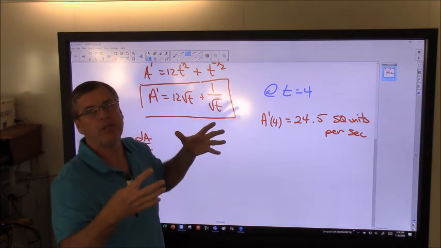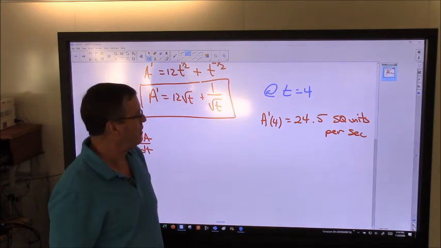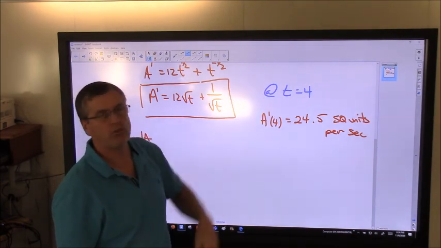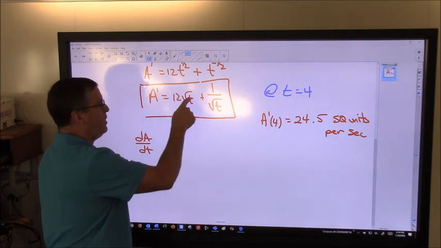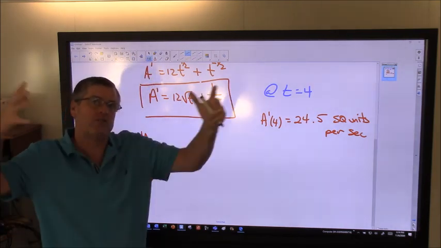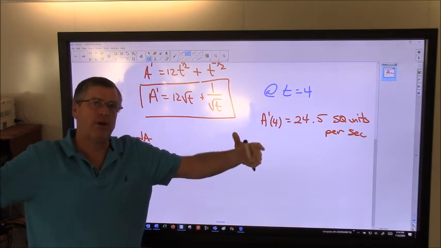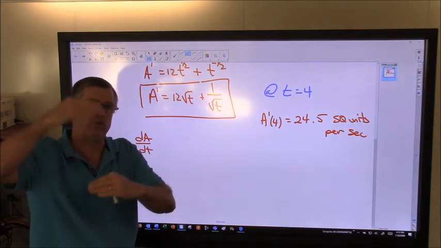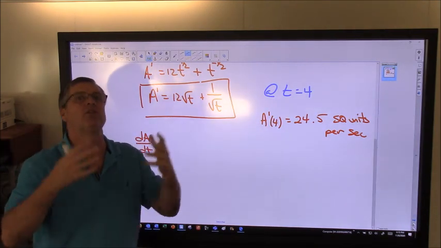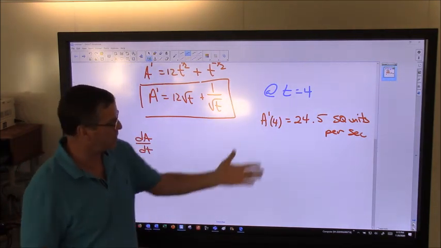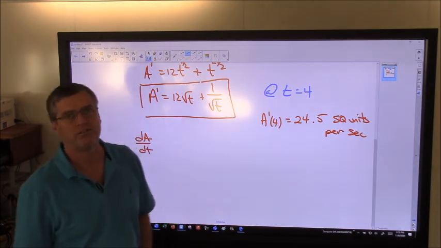So the rectangle's getting big pretty fast, okay? Now if we want to say what happens when t equals 10, okay, I put in a 10 in here. The rectangle has gotten bigger, and so as it gets bigger, the rate at which its area is going to change is going to be growing even faster. So we would expect a larger number here, okay?